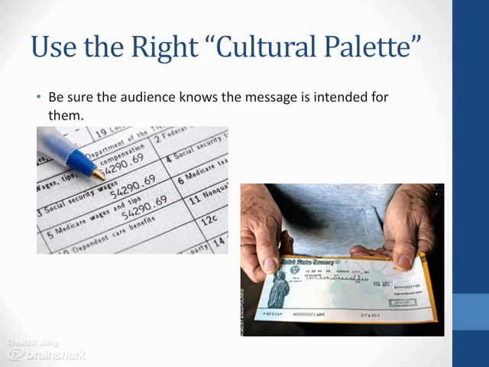Now, when we're thinking about how to visually represent our message, it's important to use the right cultural palette. So here I have two different images that could be used to refer to Social Security. The image on the left shows someone's Social Security wages, and if you've ever received tax documents from an employer, then chances are pretty good that you also know that your wages are taxed for Social Security, so you never do quite get the full amount of what you earn.